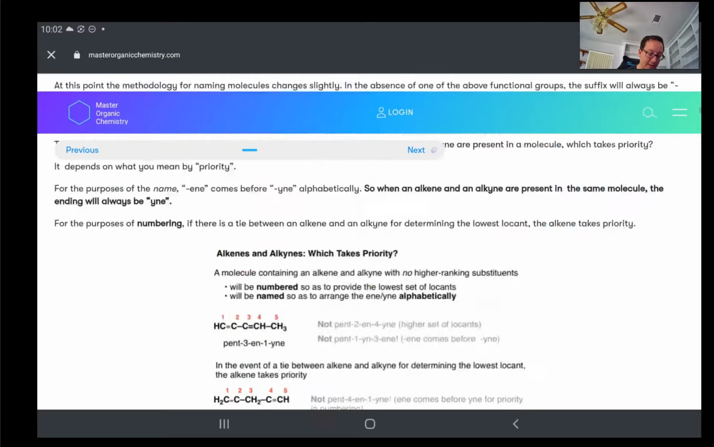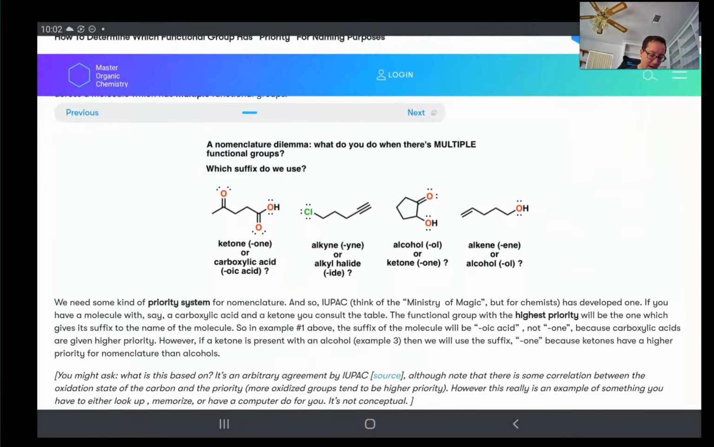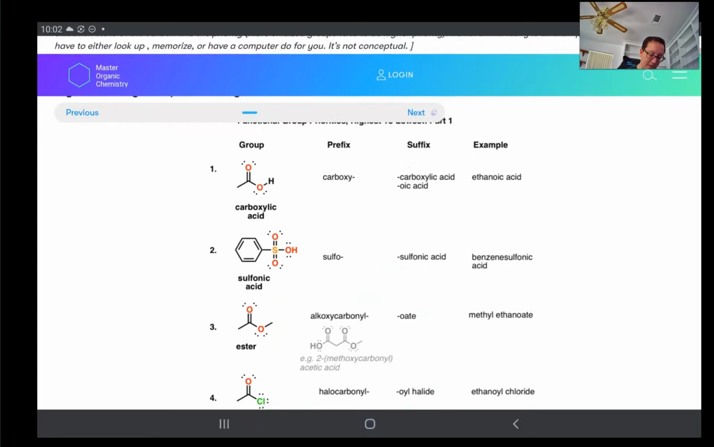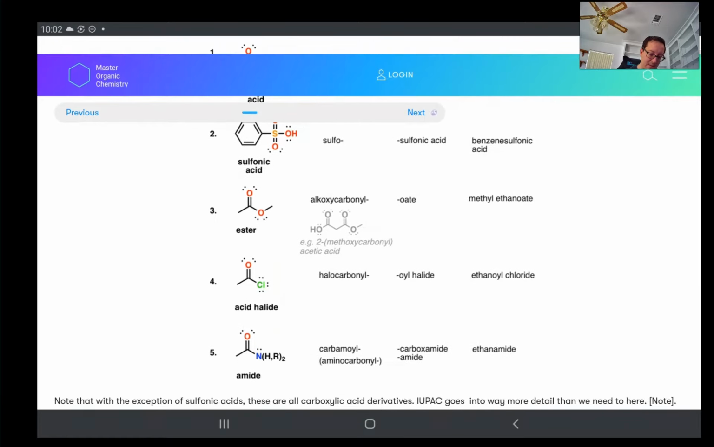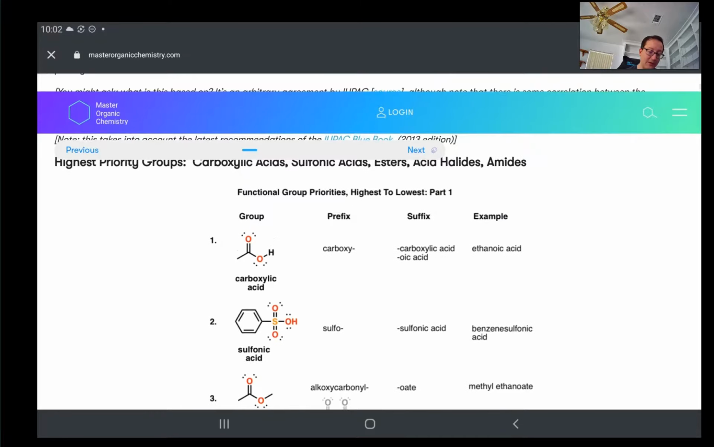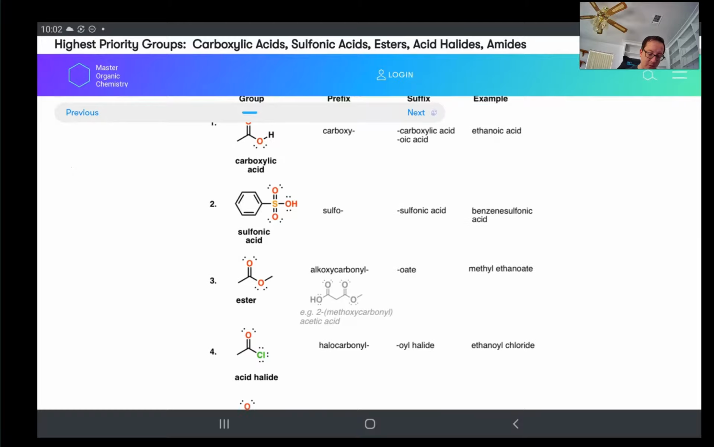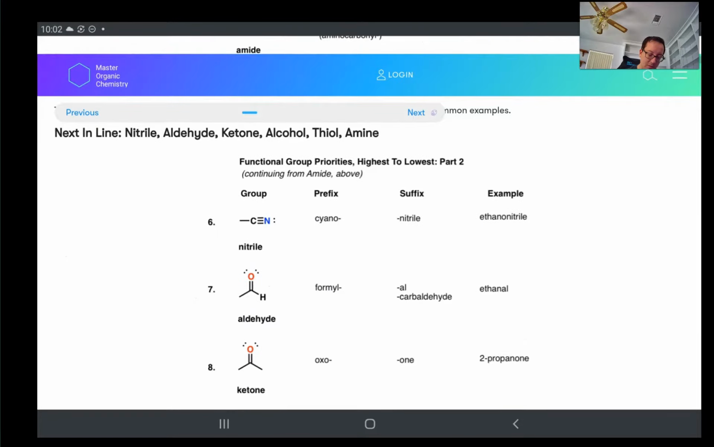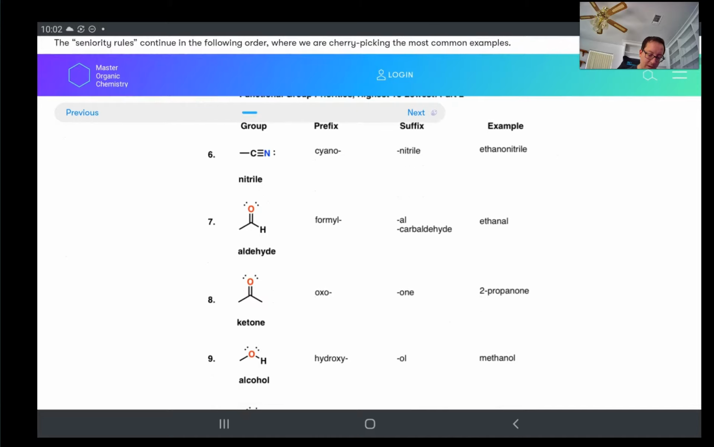And so this is hierarchical. So carboxylic acids are number 1 priority always. Sulfonic acids, we don't really have as much. Esters, acid halides, amides. Talk about those later on, but this is the order. So whatever you hit first will be your suffix, and then everything else after it will be your substituent names. So carboxylic acid number 1, and then we go down the list. Okay, and so we keep going down here.